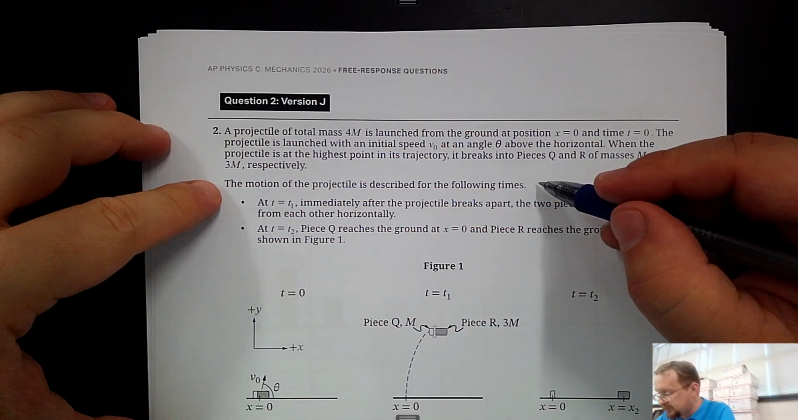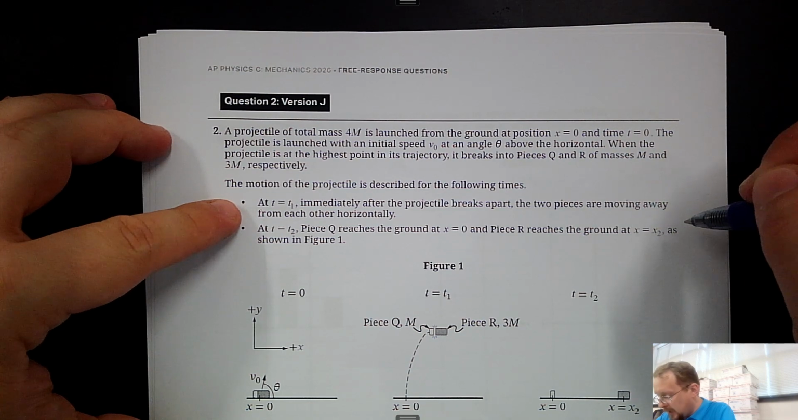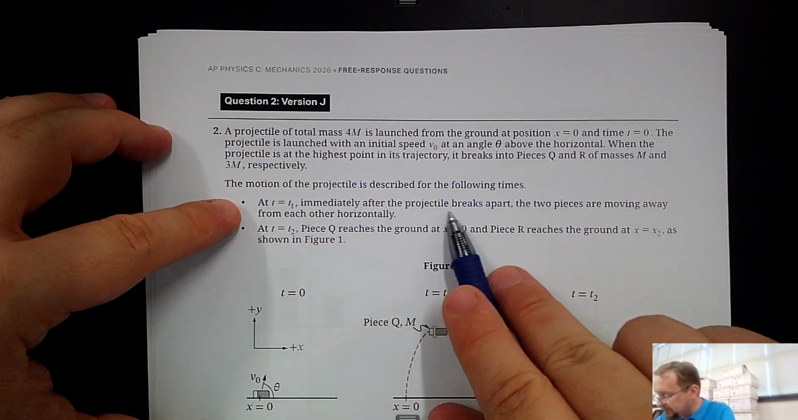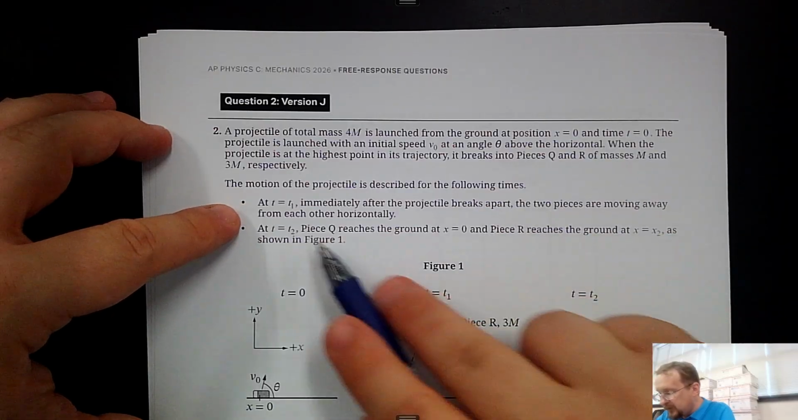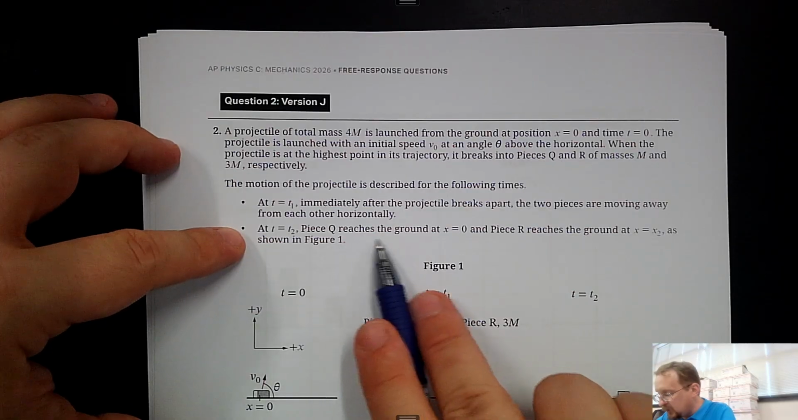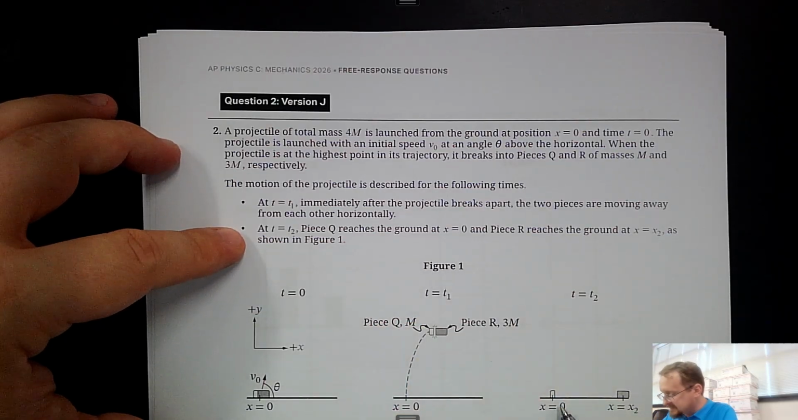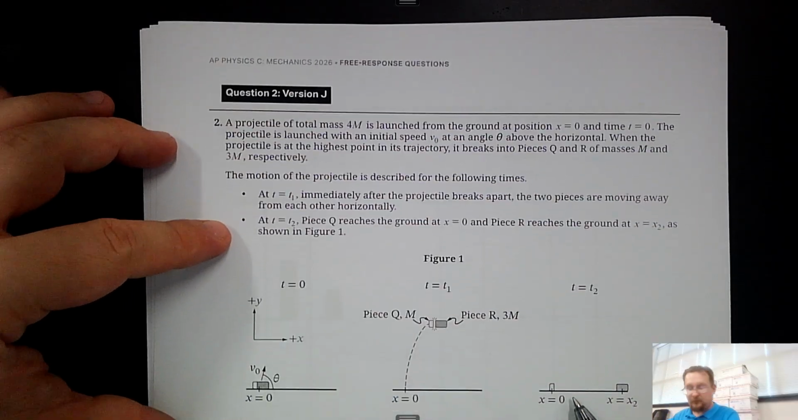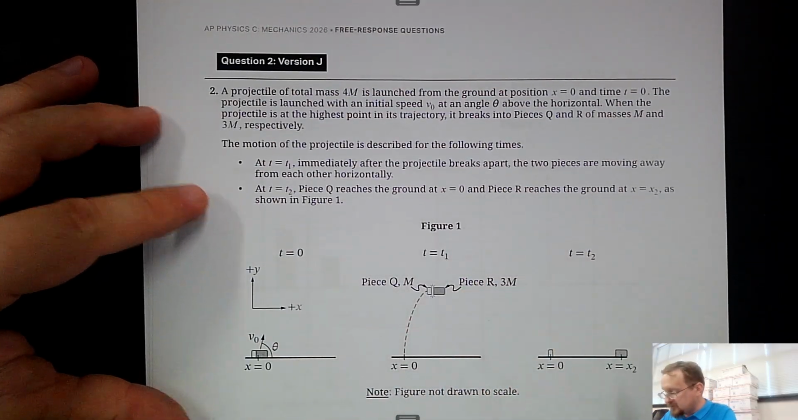The motion of the projectile is described at the following times. At time t1, immediately after the projectile breaks apart, the two pieces are moving away from each other horizontally. At time t2, piece Q reaches the ground back at x equals 0. So he just goes right back where he came from, okay? And then piece R is over here, okay?